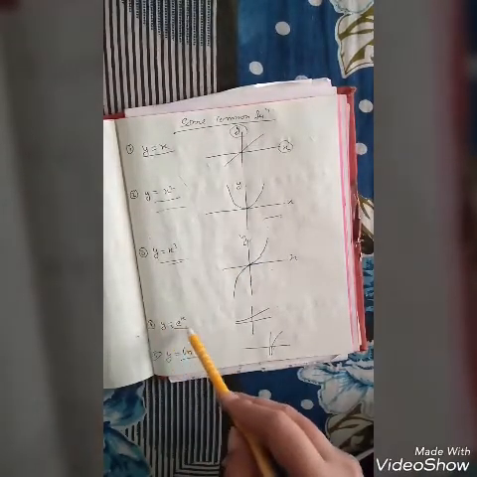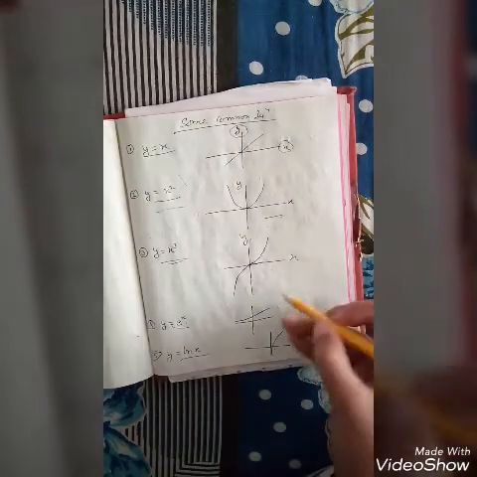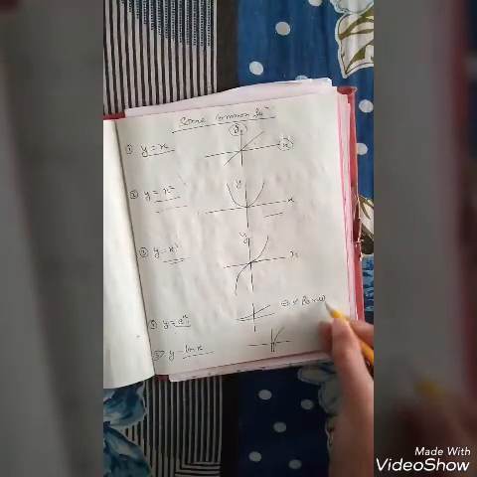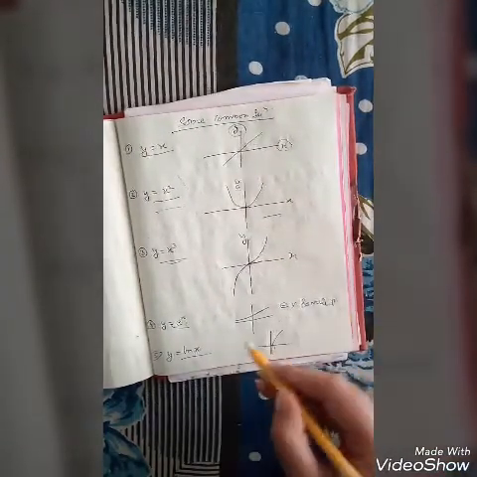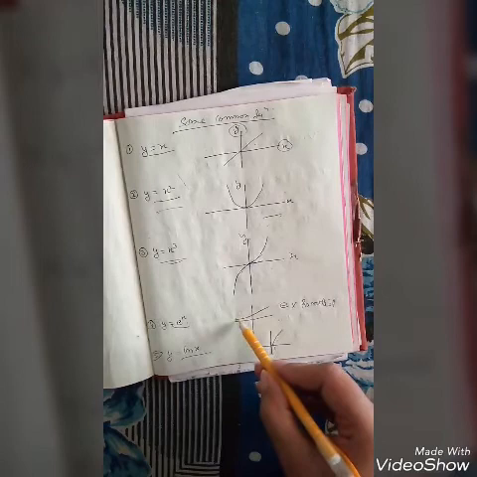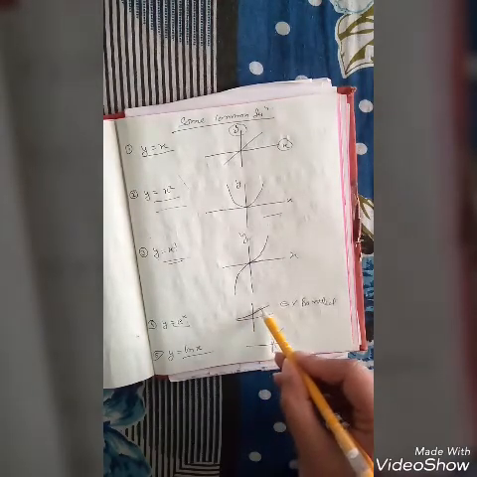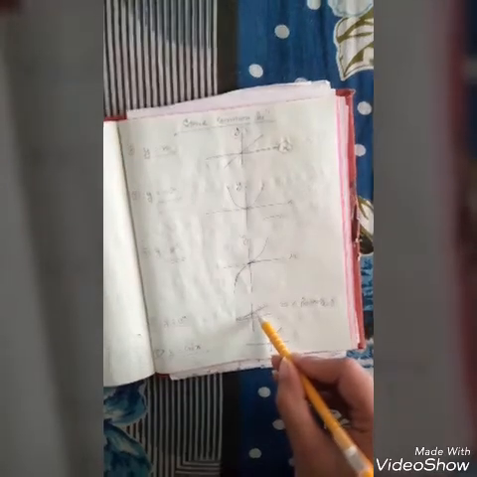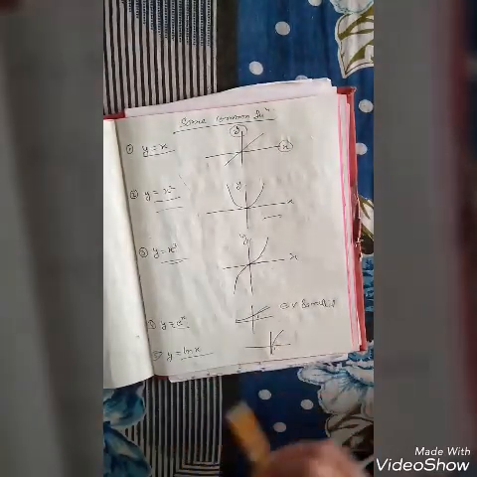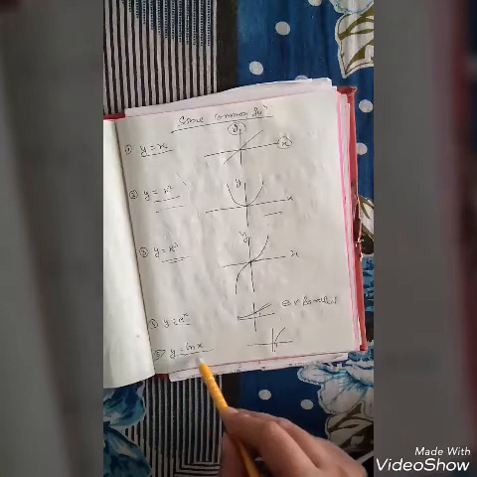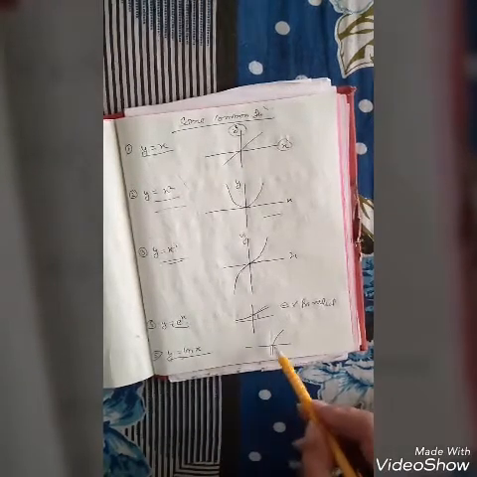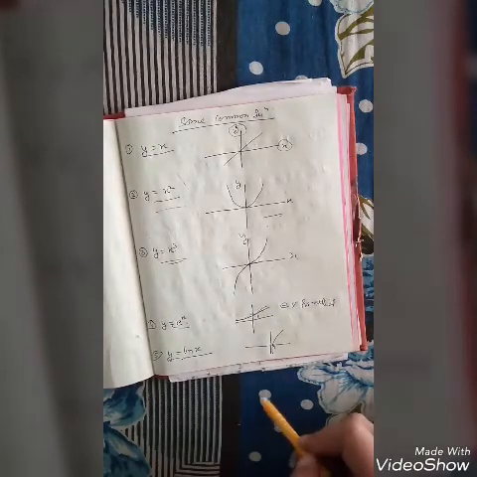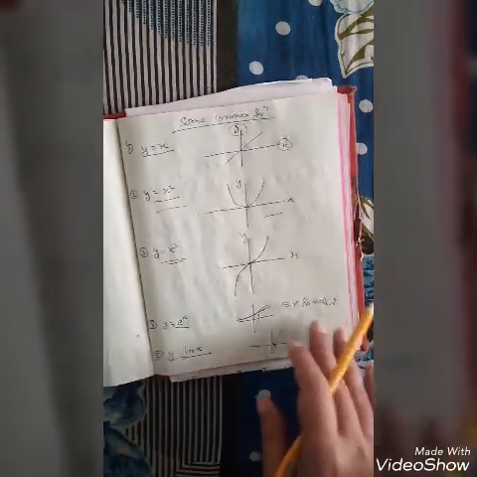Then comes y is equal to e to the power x, which is also known as exponential. It is not a straight line, it is a curve, where it intersects the y-axis at the point y equal to 1. Then comes y is equal to natural log, ln x. Here also it intersects the x-axis at the point x equal to 1.